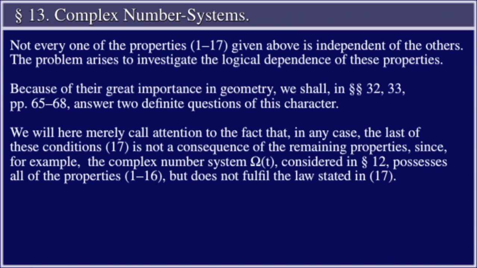We will here merely call attention to the fact that, in any case, the last of these conditions, 17, is not a consequence of the remaining properties. For example, the complex number system omega t, considered in section 12, possesses all of the properties 1 through 16, but does not fulfill the law stated in 17.